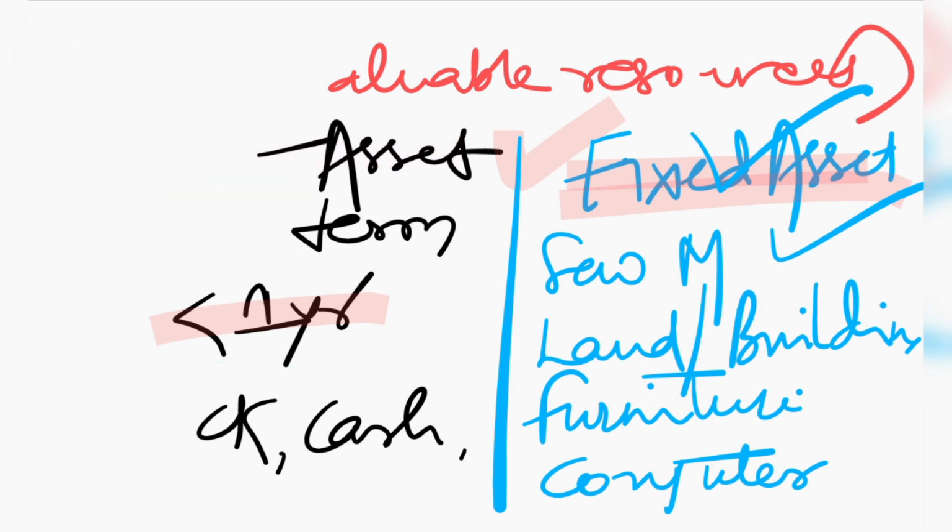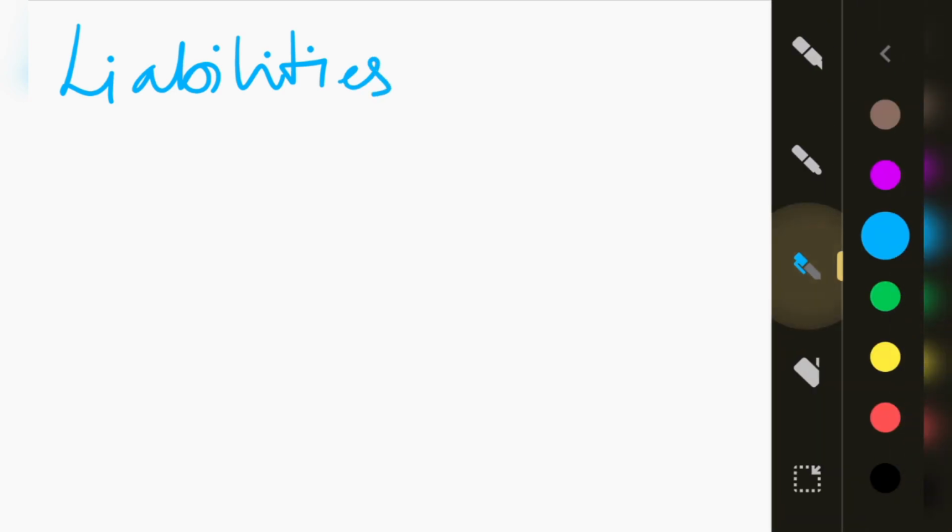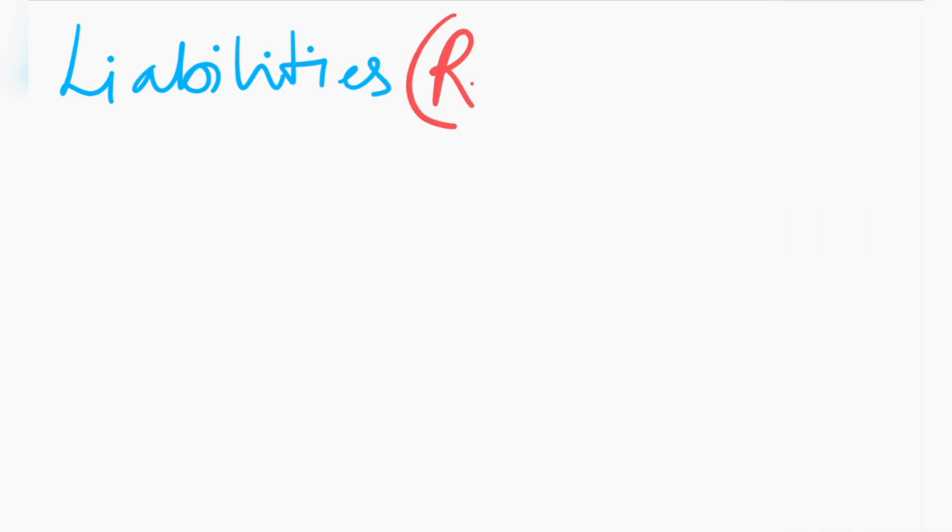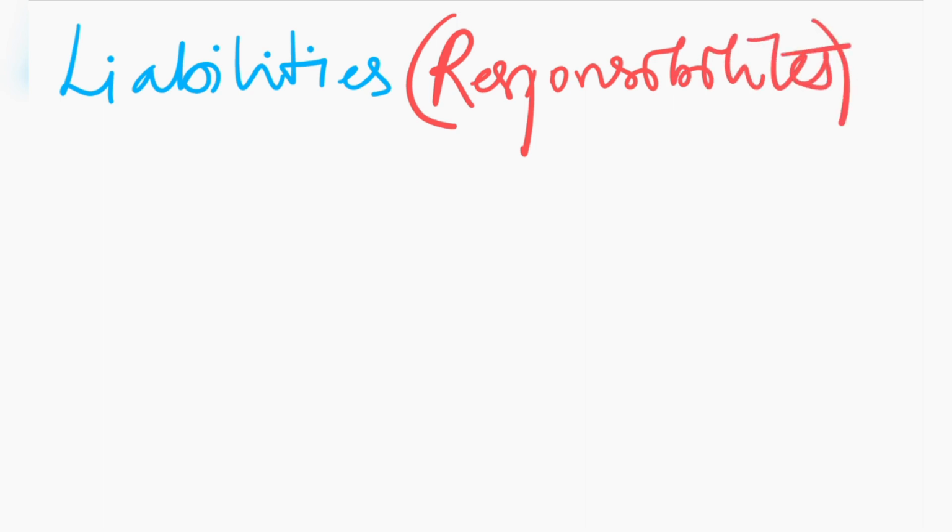Similarly, along with assets we have another term known as liabilities. It is important for us to understand what liabilities are. In simple meaning, let us understand them as responsibilities of the business. Liabilities are those obligations that an enterprise has to pay at some time in future, and is responsible to pay off.